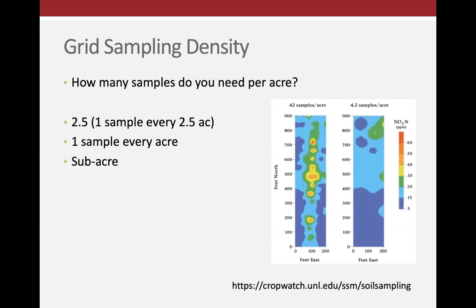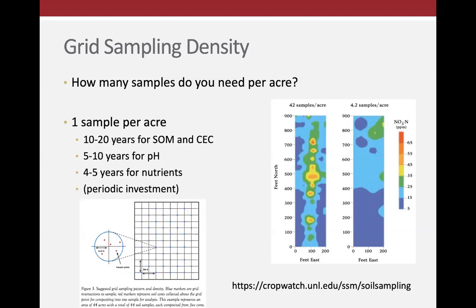Okay, so important considerations. Recommendations typically say, on a one sample per acre basis, for example, we would recommend every 10 or 20 years you might want to do that for SOM, soil organic matter, and CEC, the cation exchange capacity we talked about. Maybe every 5 or 10 years for pH, and then every 4 or 5 years for nutrients. Okay, so this is a function of how buffered the soil is.